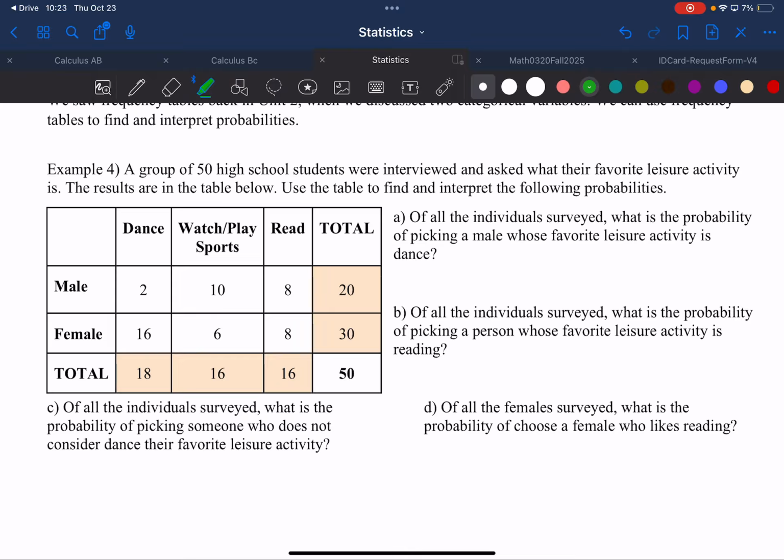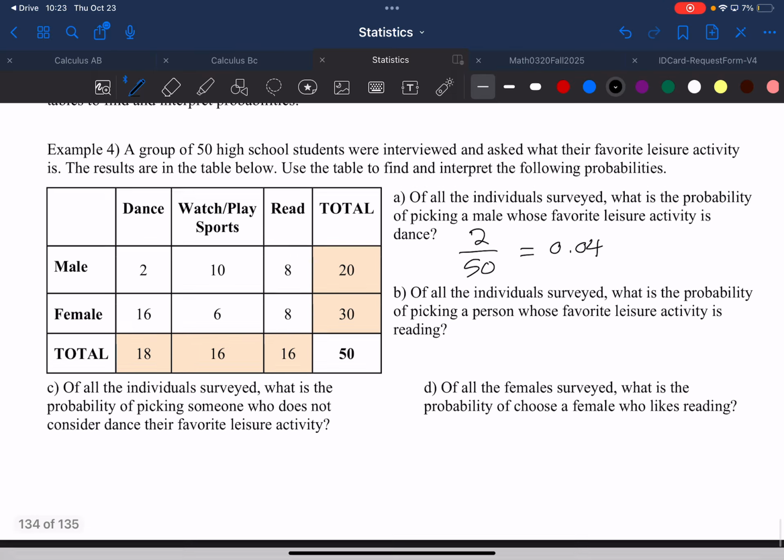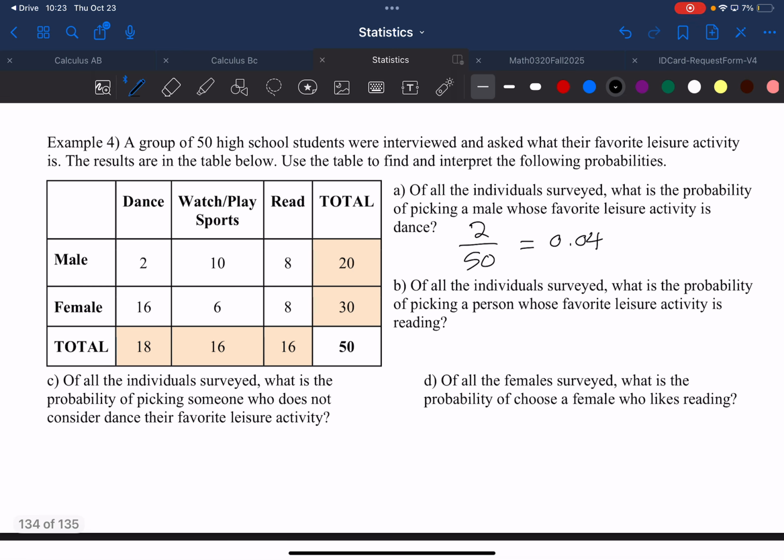A says, of all the individuals surveyed, what is the probability of picking a male whose favorite leisure activity is dance? How many males were in dance? 2. And how many total students were there? 50. So that probability is 0.04. B, of all the individuals surveyed, what is the probability of picking a person whose favorite leisure activity is reading? So any person at all, and their favorite is reading. How many? 16 out of 50, which is 0.32.